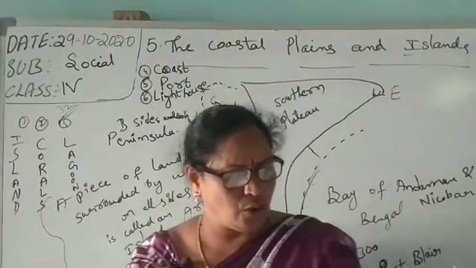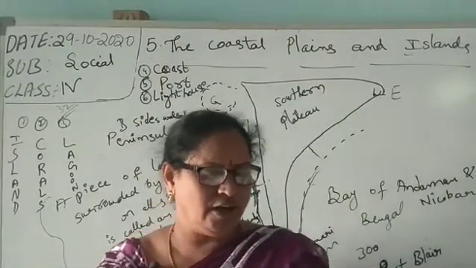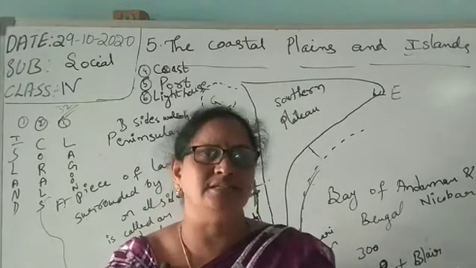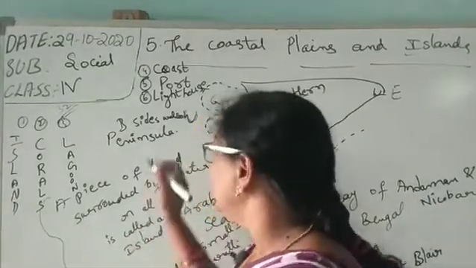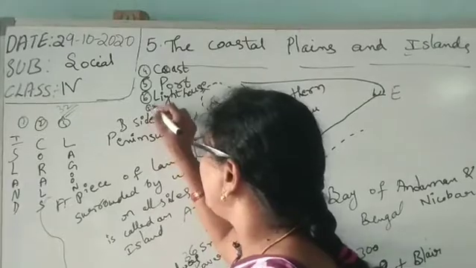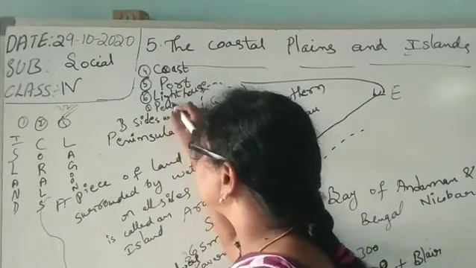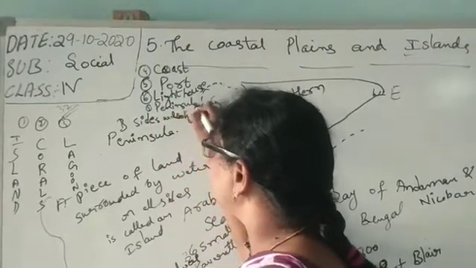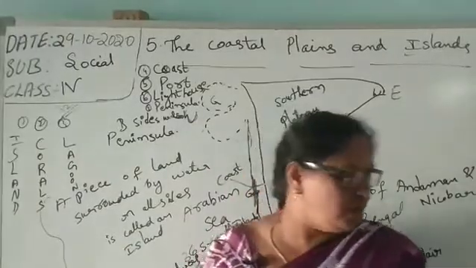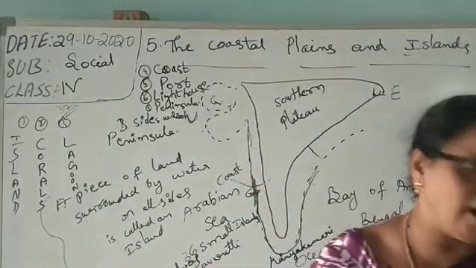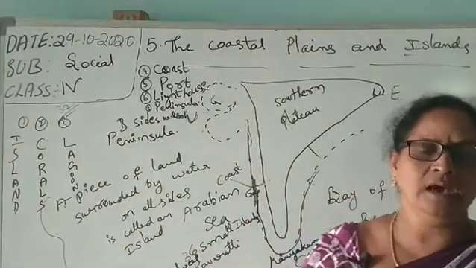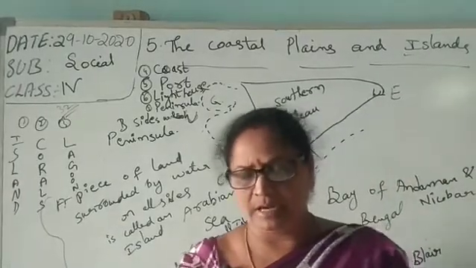Seventh one, a narrow inlet of the sea surrounded by land on 3 sides. Peninsula. A land surrounded by 3 sides of water is called a peninsula. And a land surrounded by 4 sides of water is called an island. And here they are given page number 33.